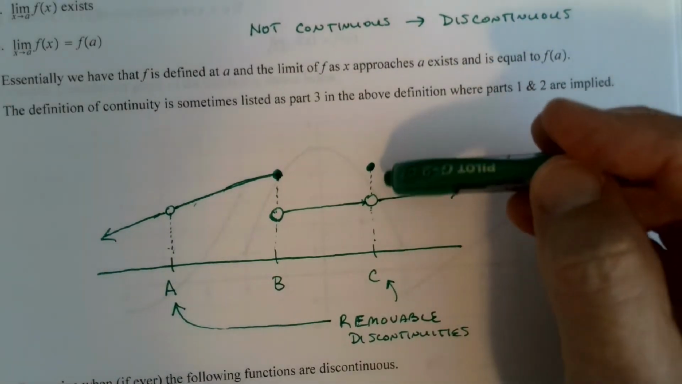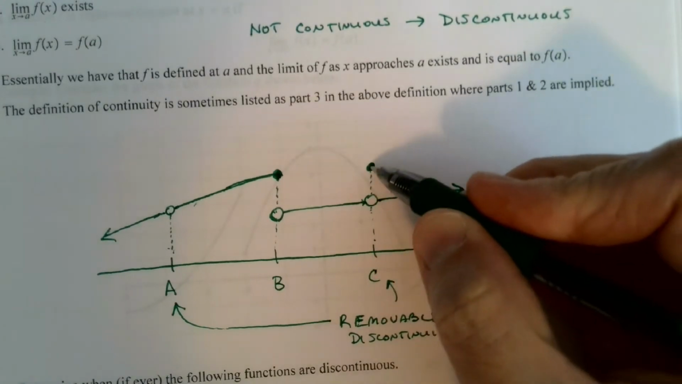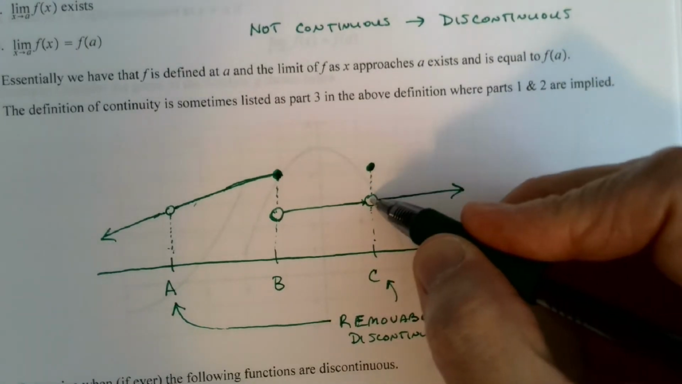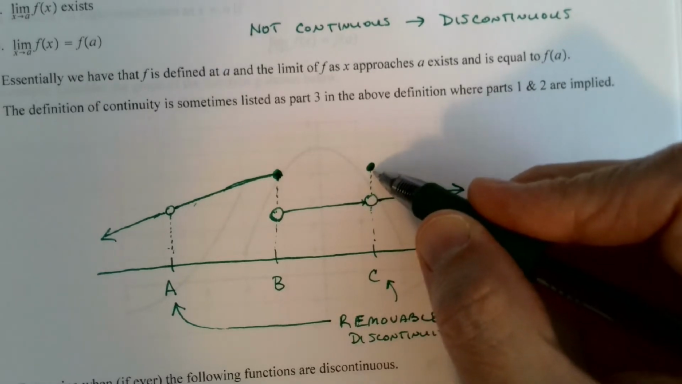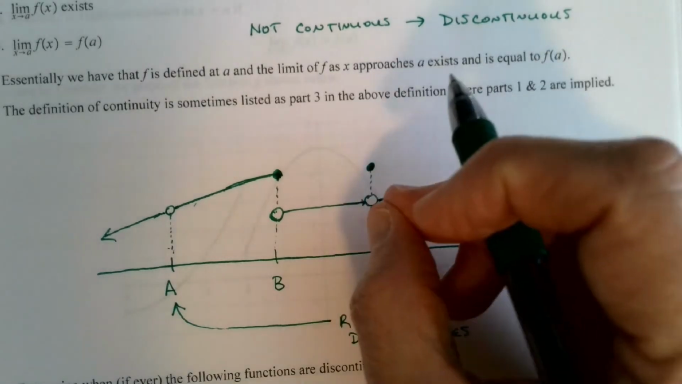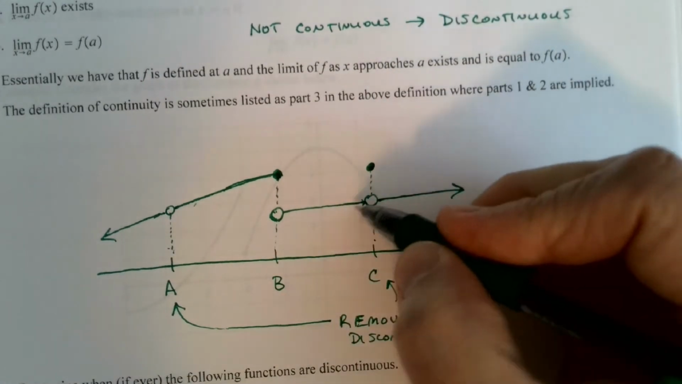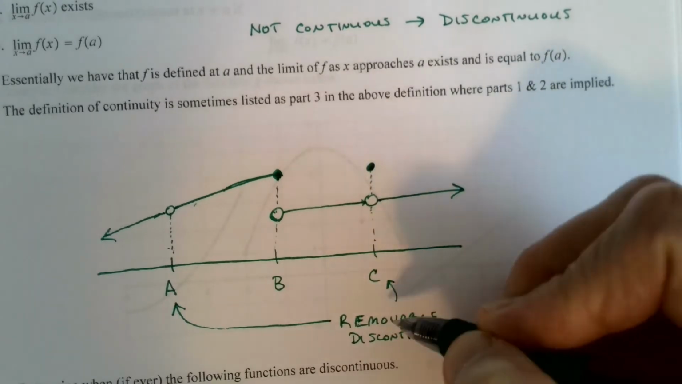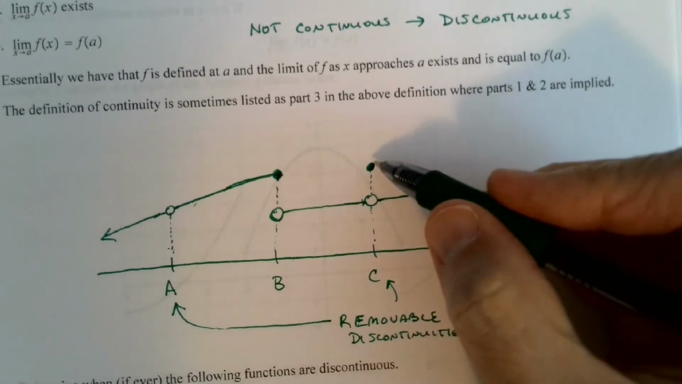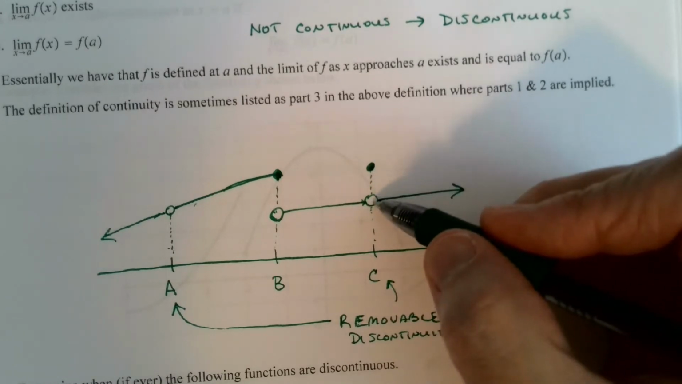The way I would do that is to simply redefine the value of the function at C to, instead of being this point, be the y-coordinate of this hole. So basically I could take this point and just pick it up, if I could, and plop it into the hole. That would make it continuous, right? So it's a removable discontinuity in the sense I do have to define the function, but it's only at one point. I just have to bring this point down.